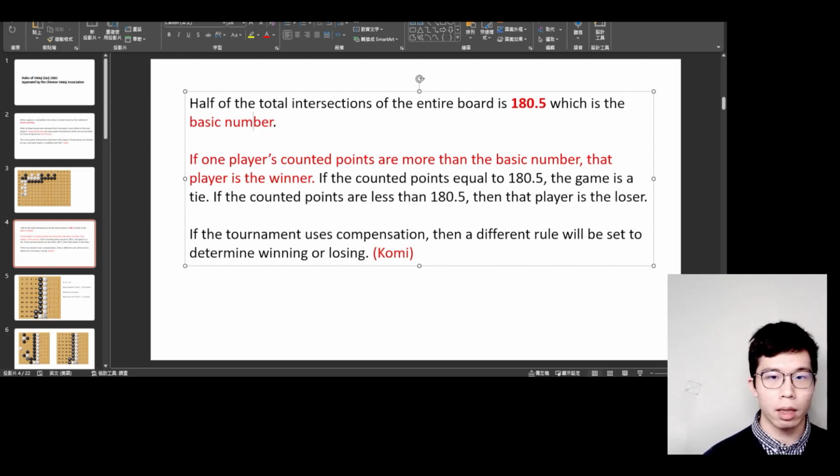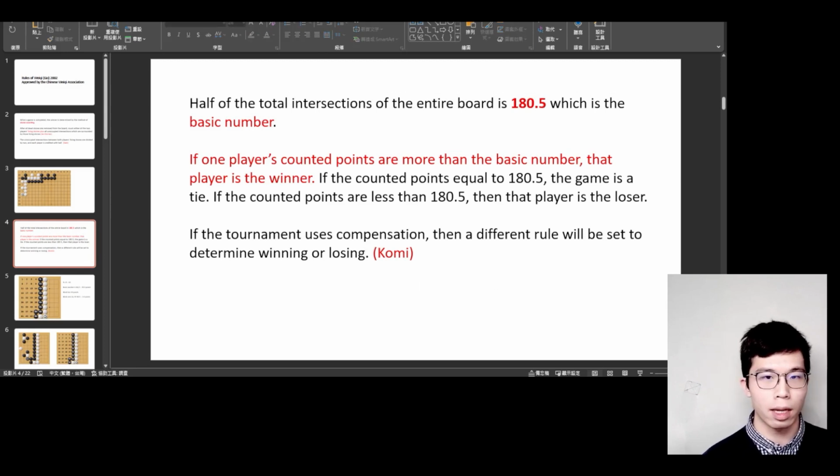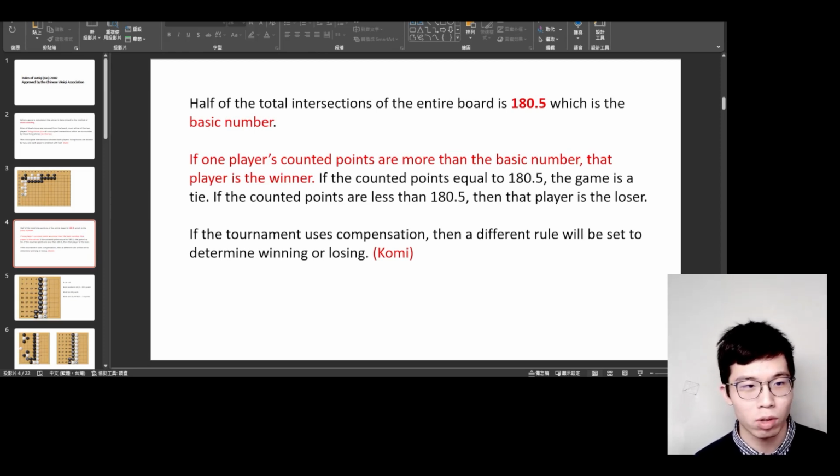We will discuss the compensation, which means the Komi, later. If the tournament uses compensation, then a different rule will be set to determine winning or losing. We'll discuss this later. But we already see something interesting. Indeed, in the Chinese rule we use now, even if there is no Komi, no compensation, there still won't be a tie in most games.